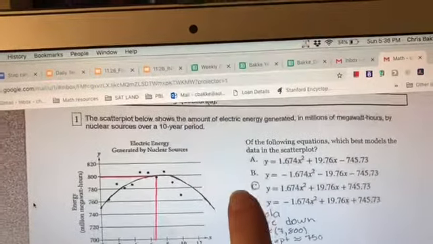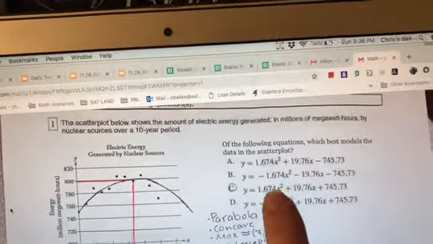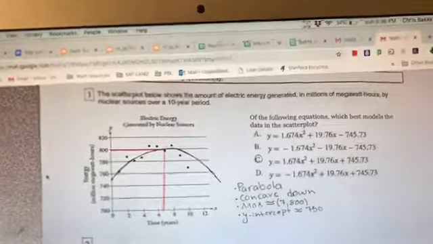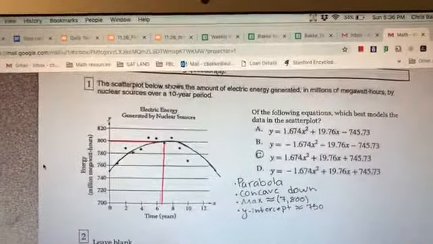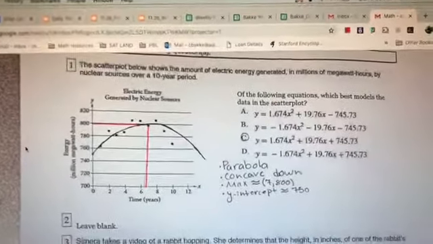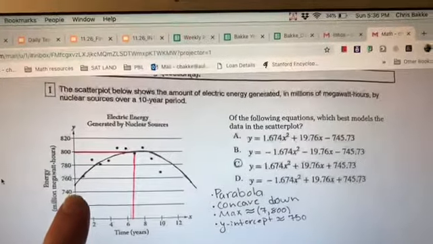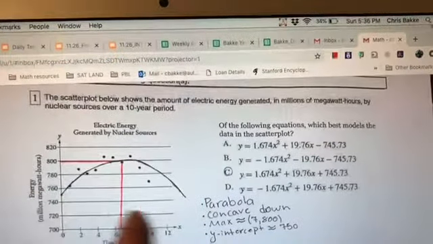That's why A and C are not correct, because that's positive with x squared, that's positive with x squared, so that would be a regular U. So automatically, B and D are the only possible answers, and now we're just going to look at the y-intercept over here. It looks to me like that's between positive 740 and 760.